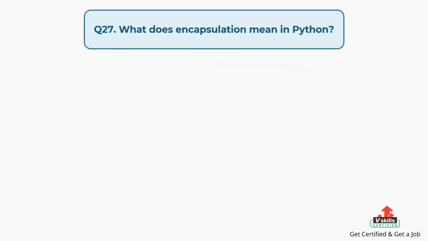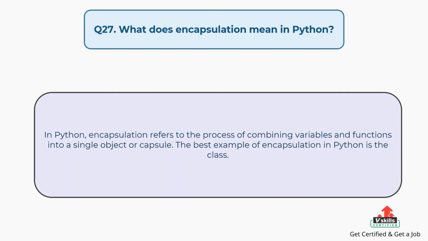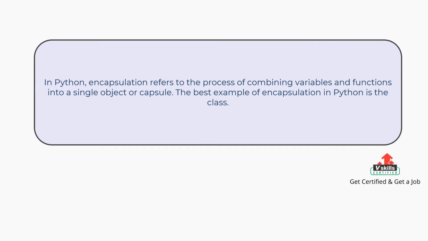Question number 27. What does encapsulation mean in Python? The answer is: in Python, encapsulation refers to the process of combining variables and functions into a single object or capsule. The best example of encapsulation in Python is the class.